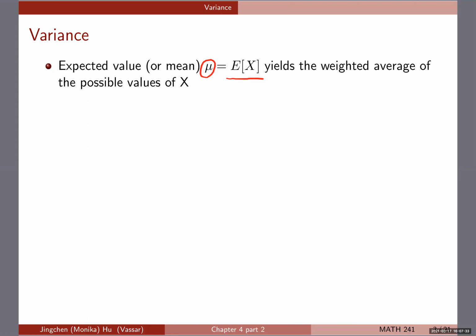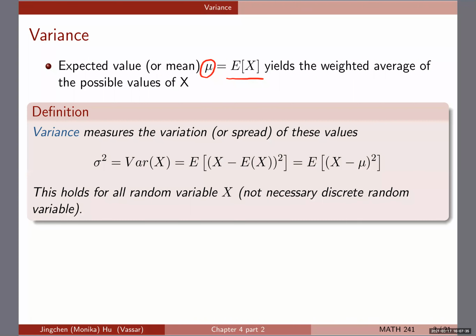Now, another very important aspect of any random variable is its variance. It measures the variation or spread of the possible values that the random variable can take. Specifically, we use the notation sigma squared to represent the variance. And we also write VAR, which stands for variance, with the random variable in parentheses. The definition goes in this way.